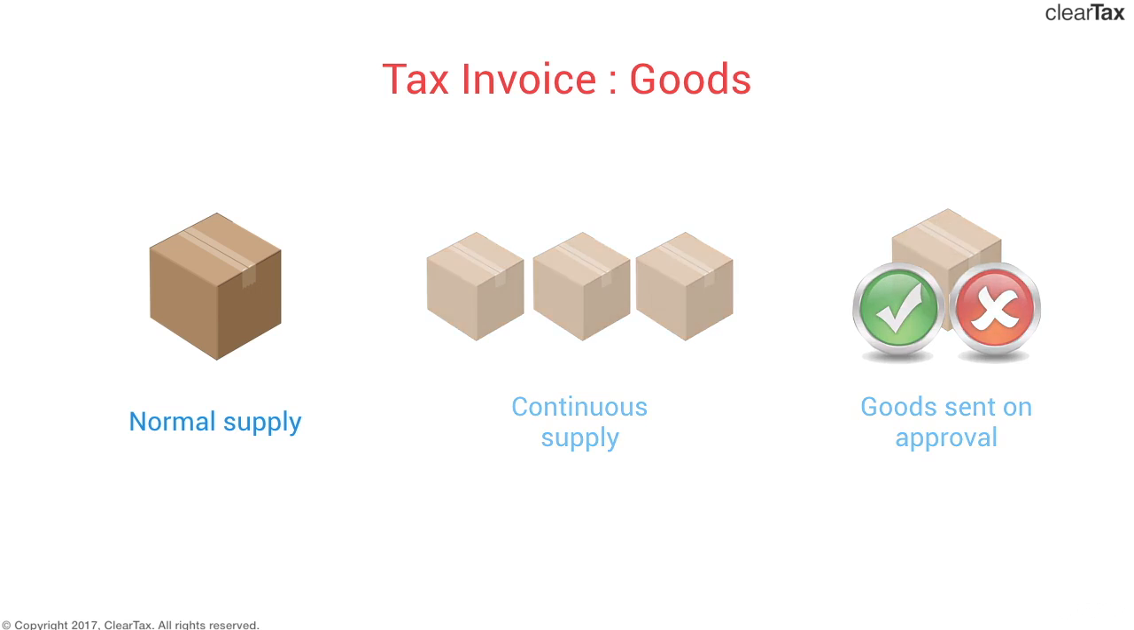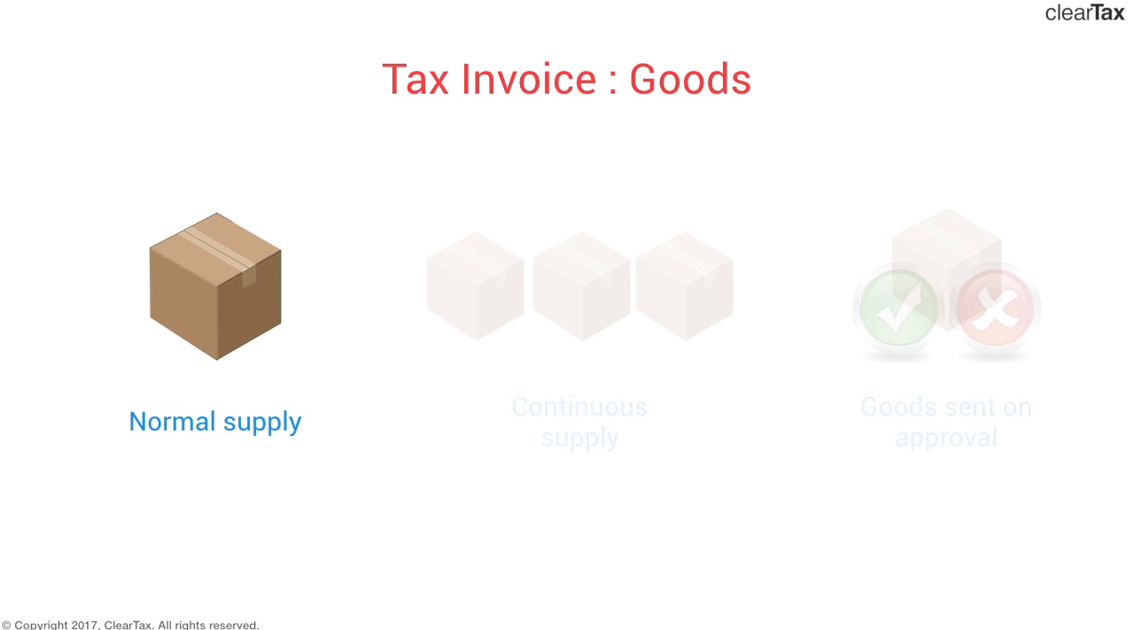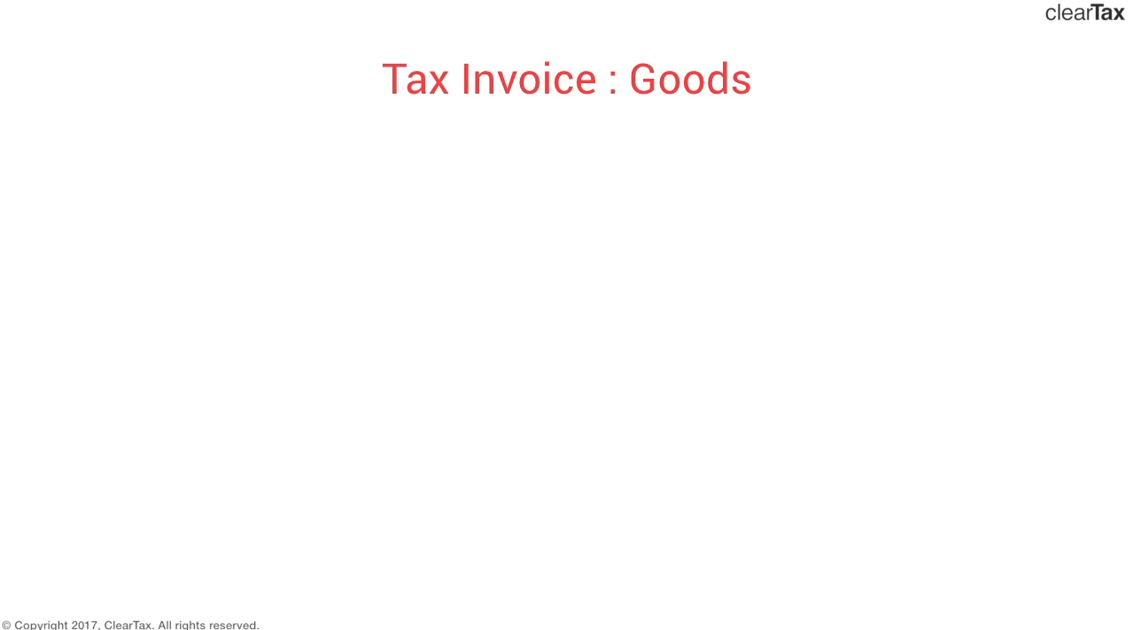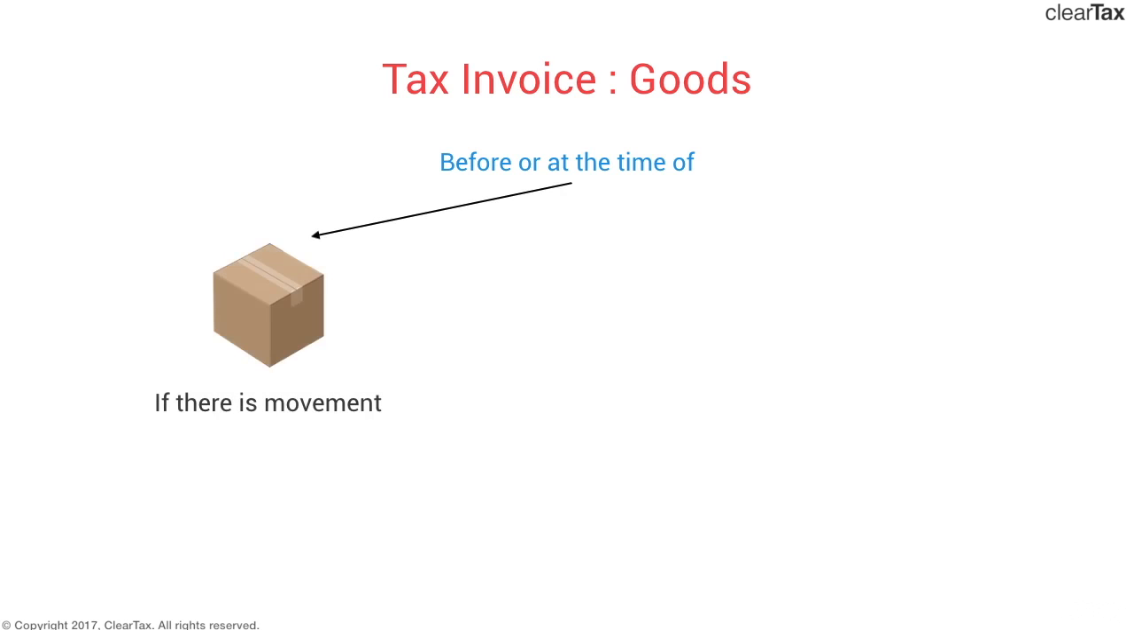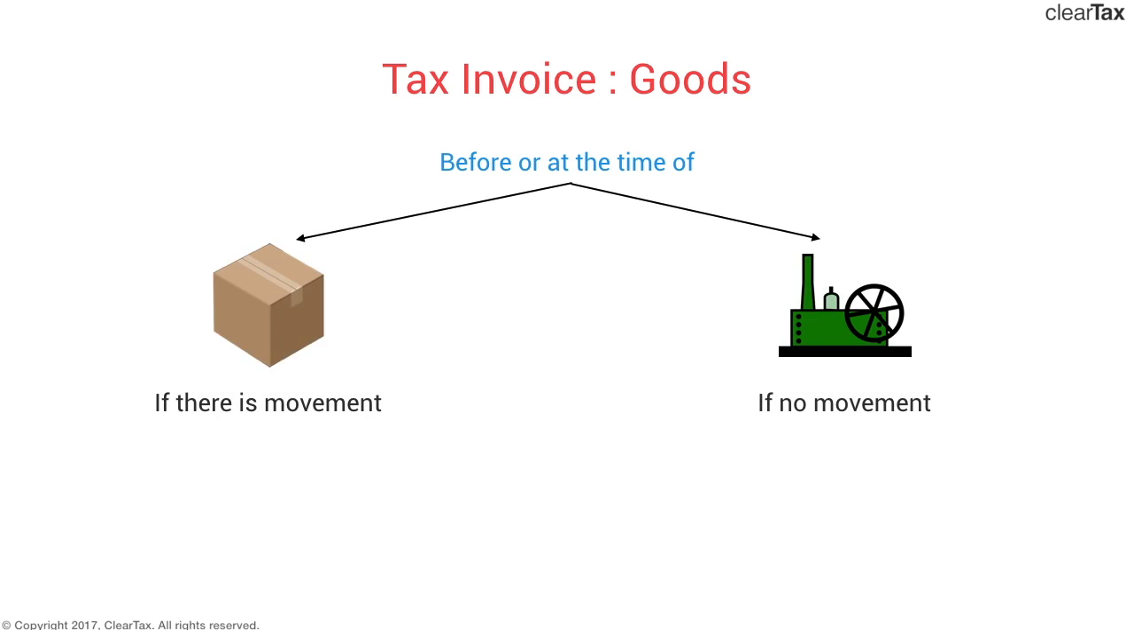The first one, normal supply, is where a recipient receives goods from the supplier, the supplier issues an invoice, the recipient makes payment. Done. That's a normal supply. For normal supply, the last date to issue tax invoice by the supplier would be before or at the time of two situations. If there is movement involved, if the supplier has to supply goods from one state to the other, then before or at the time of removal of goods, that is, removal for supply to the recipient, before that, the supplier has to issue tax invoice.